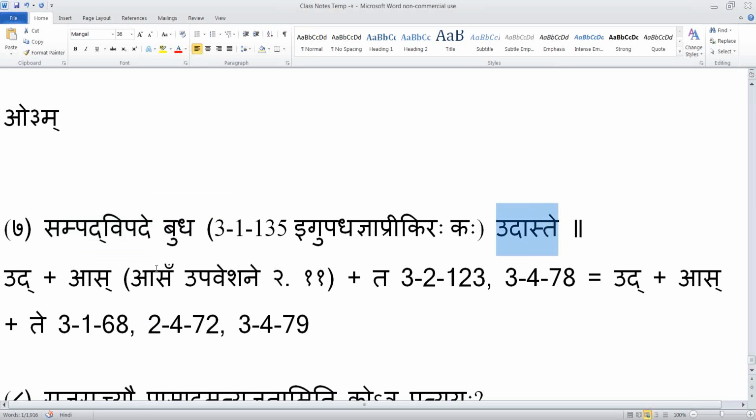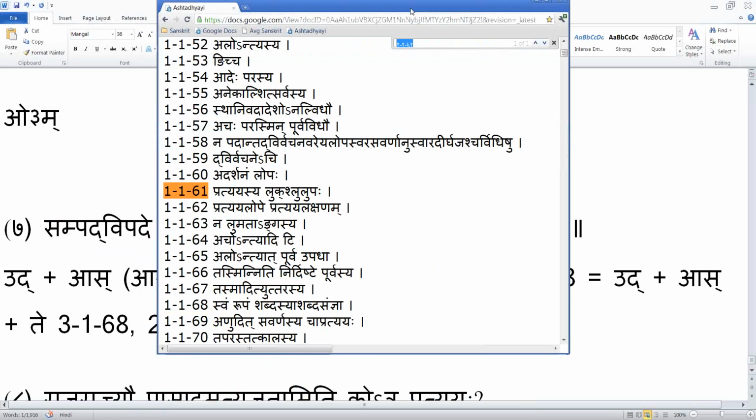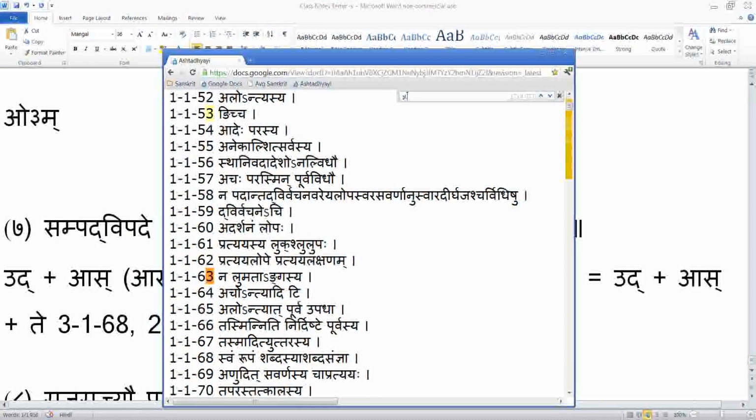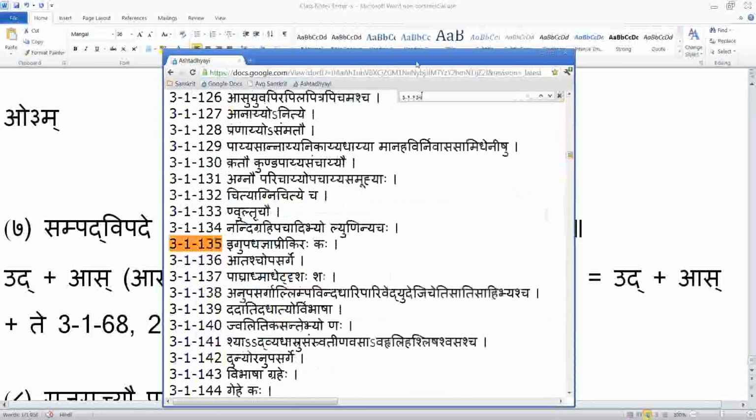Now the pratipadikam Buddha is formed by using the sutram igupadha jnapri kirah kaha, which is 3.1.135. See, now that we are coming to the end of this book, slowly, and practice all these rules that we have learnt, so it can give you more confidence. Abhyasena griyate. Abhyasam vina jnanam sthiram na bhavati, katapi na bhavati. So, igupadha jnapri kiraha kaha.